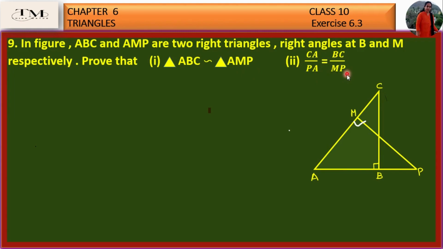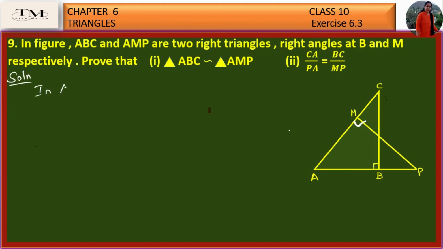What is given? ABC and AMP are two right angles. Where is it a right angle? Angle ABC is 90 degrees and angle AMP is equal to 90 degrees. These are the things given. We have to prove triangle ABC is similar to triangle AMP. Now consider these triangles. Let me start the solution.